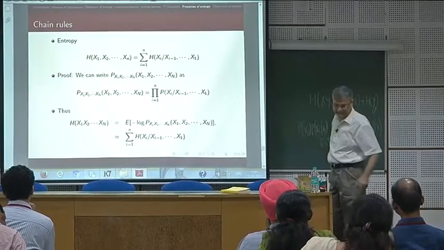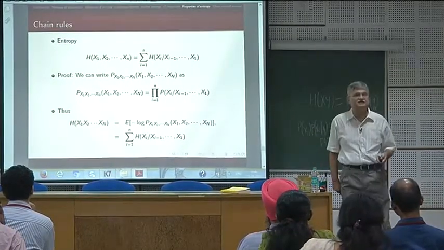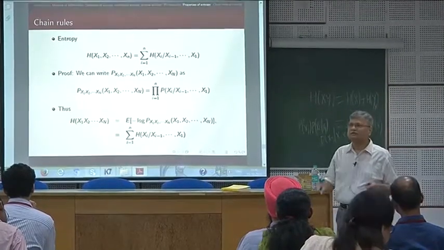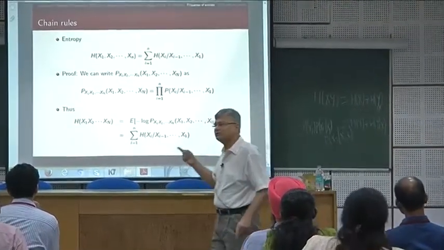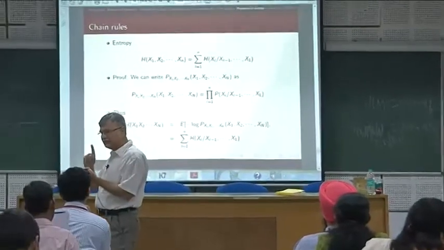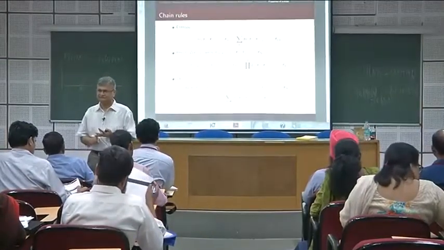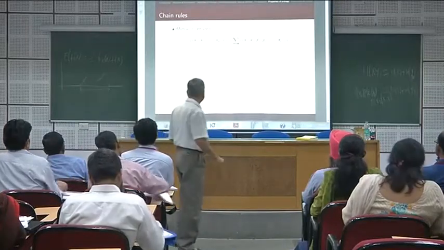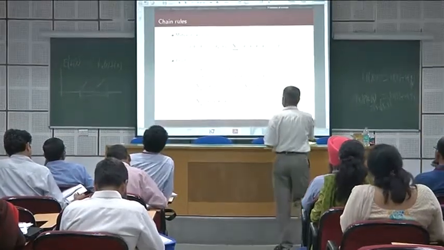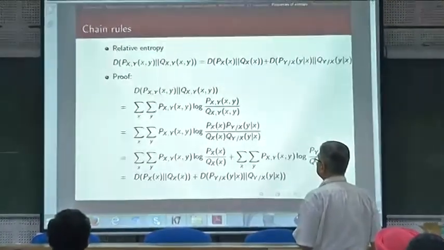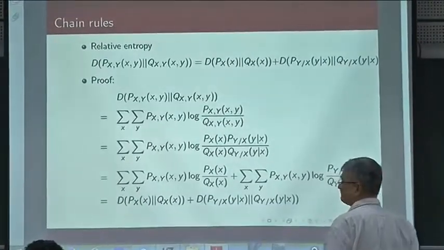So what we are saying is that because these probability distribution functions have a chain rule, naturally it corresponds to a chain rule in terms of both entropy and mutual information. So the next slide is about entropy, and then about the information divergence.